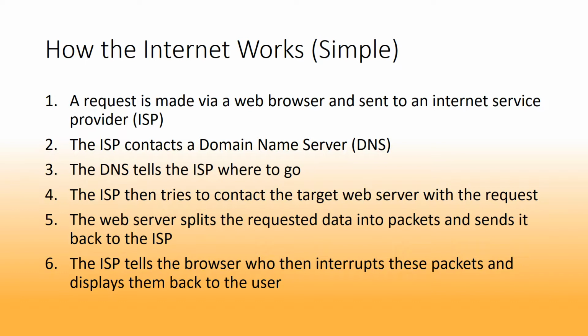So after the domain name server tells the ISP where to go, the ISP then tries to contact the target web server with the request. The web server gets the request and then splits the data that you've requested into packets and sends it back through the ISP, and then the ISP tells your browser, who then interprets these packets and displays them back to you, the user.